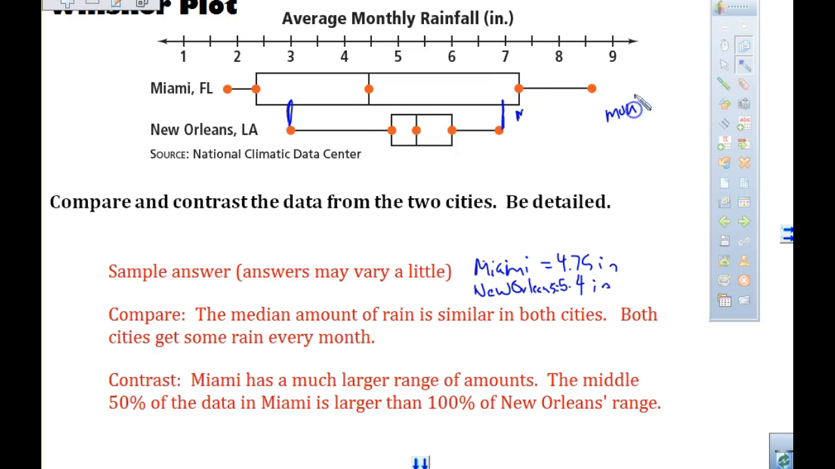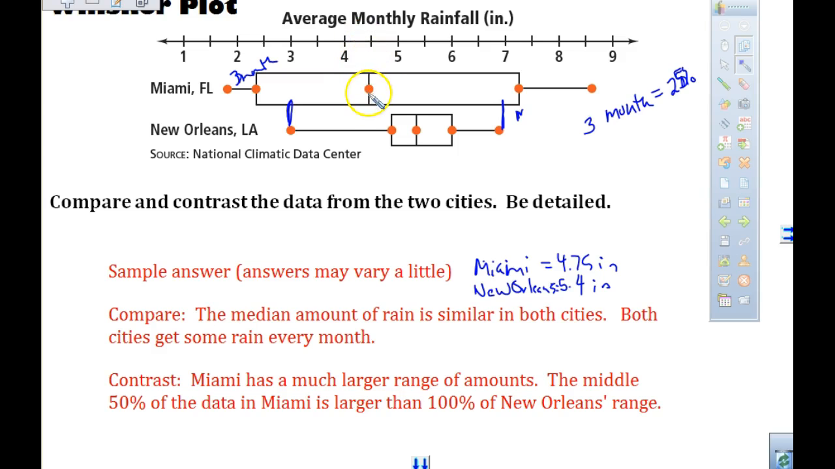So this is telling us that 3 months out of the year in Miami, because this is 25%, 3 months we get between 0.75 and 2 point something. 3 months of the year in Miami, you're going to get on average rainfall somewhere between 2 point whatever up to 4.3. 3 months, you're going to have from 4.5 up to a little over 7 inches of rain.